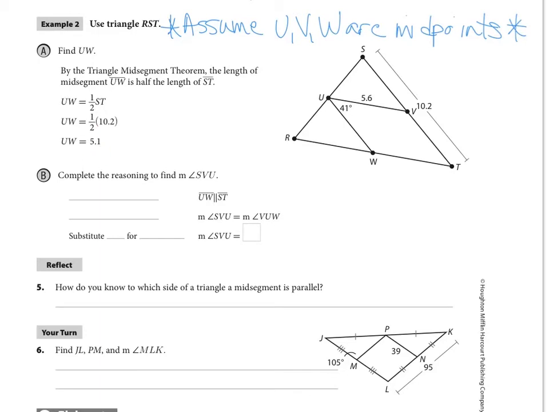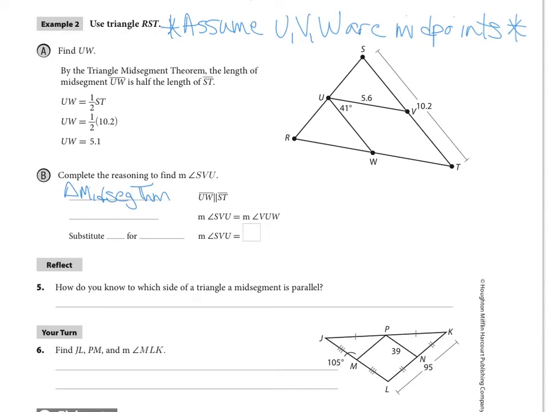For part B, we're going to find the measure of angle SVU. What we have below here is kind of like a two-column proof, with the reasoning and the statement reversed, so what we're filling in is the reason. What is the reason that we can say UW is parallel to ST? Well, that's the triangle midsegment theorem. Because points U and W are midpoints, we know that the midsegment is parallel to the third side. That's what the triangle midsegment theorem says.